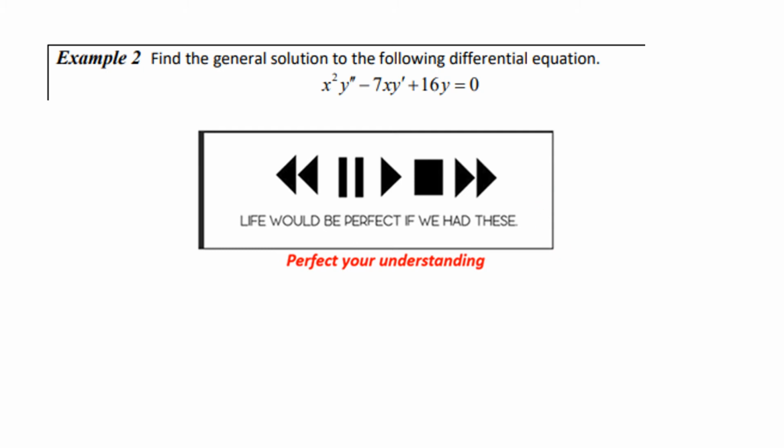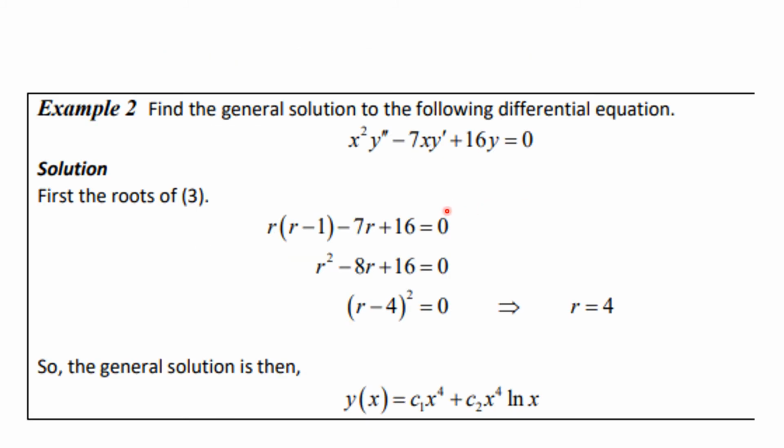Let's see how you did. Okay, so we substitute x to the m in here. We take the derivatives and we look at these again. I am using r's instead of m's, but this is what we get for our auxiliary equation, and we can solve this. This is r minus 4 whole squared. That means r equals 4 is the root. So the general solution, y of x, is going to be c1 x to the 4th plus c2 x to the 4th times the natural logarithm of x.